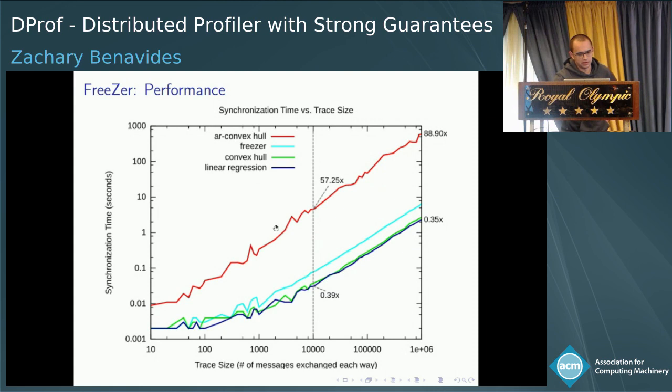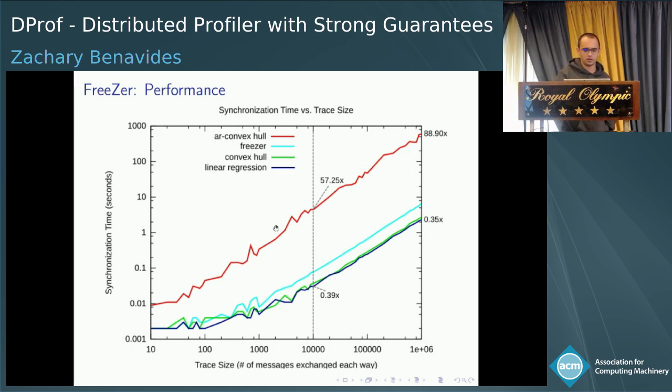So this is a little experiment we did to look at the performance of Freezer relative to other timestamp synchronization methods. So we compared against three other methods. Convex hull and linear regression are two of the oldest algorithms for solving the timestamp synchronization problem, and they remain to this day some of the most robust algorithms for it. They essentially work by taking the timestamps that you would have generated anyways as a result of performing your analysis, and they perform some statistical procedures in order to estimate a linear transformation from one clock base to the other.